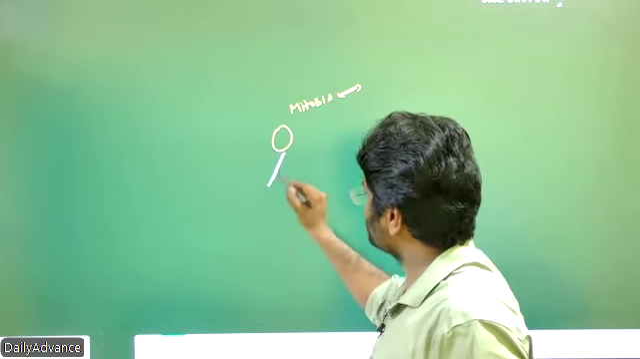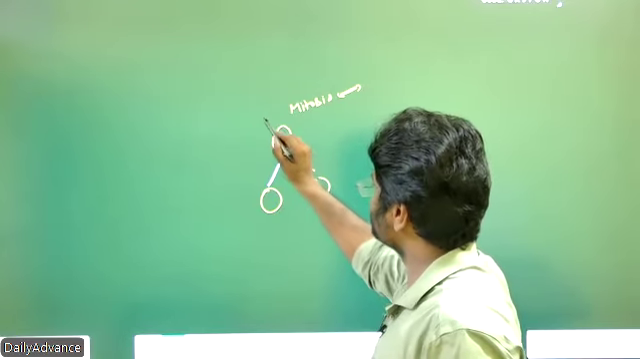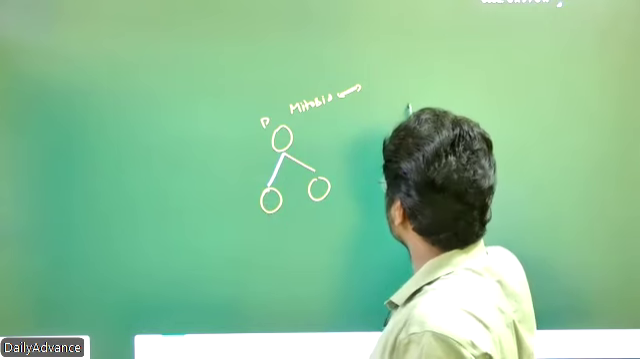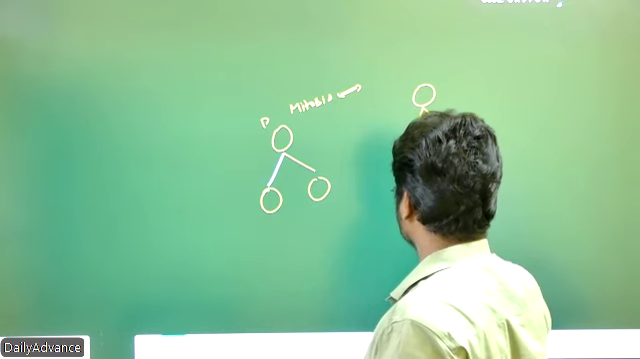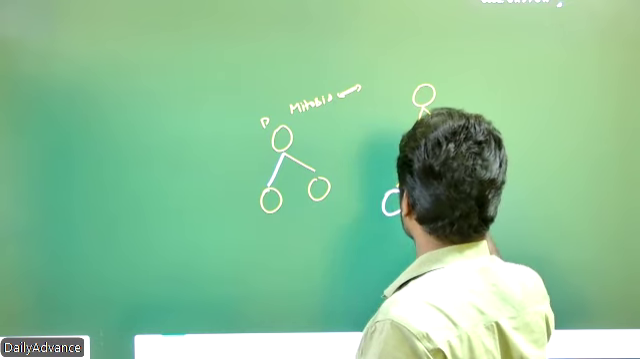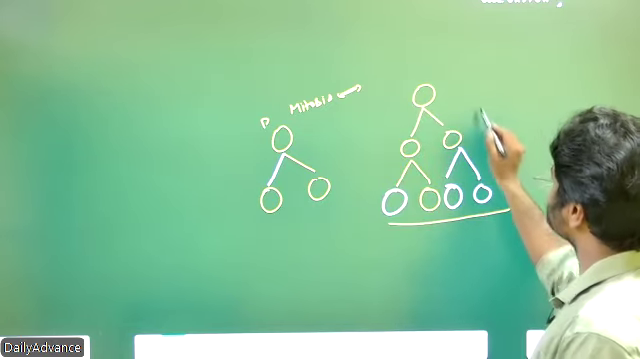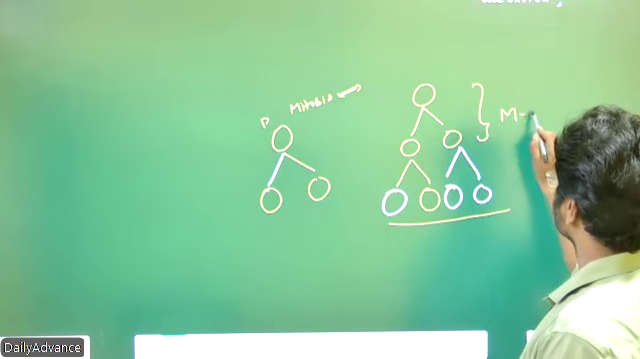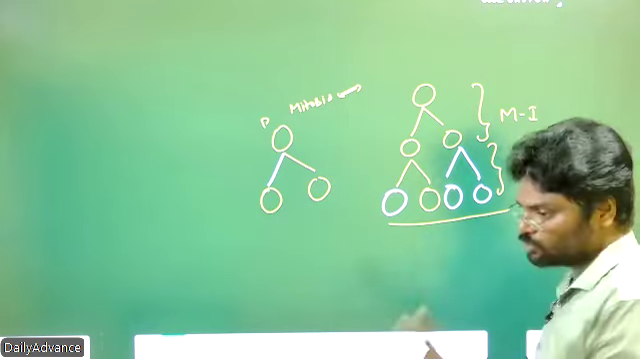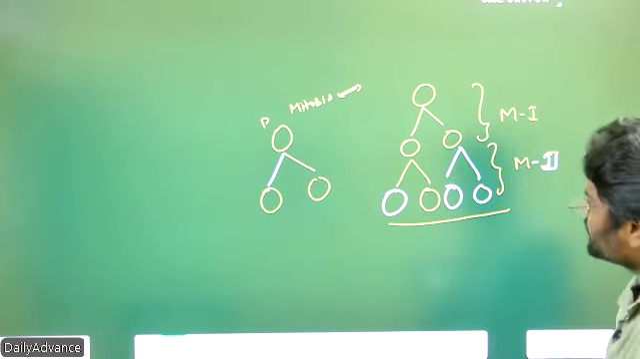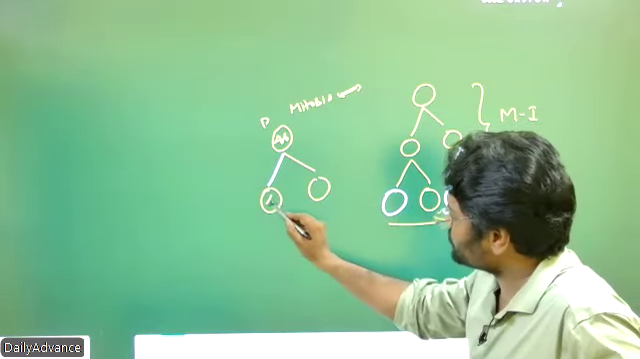Mitosis results in the parent cell dividing into two daughter cells. In meiosis, first the cell divides into two daughter cells, and each daughter cell undergoes further division. Then overall, four cells come into being at the end of meiosis. This portion we call meiosis one, and this portion we call meiosis two. Meiosis means there are two stages, meiosis one and meiosis two. Understand? So here 46 chromosomes are there. Each one receives 46.